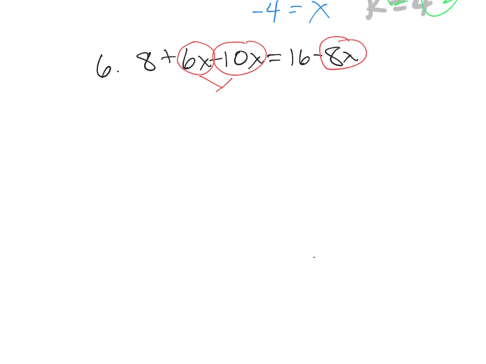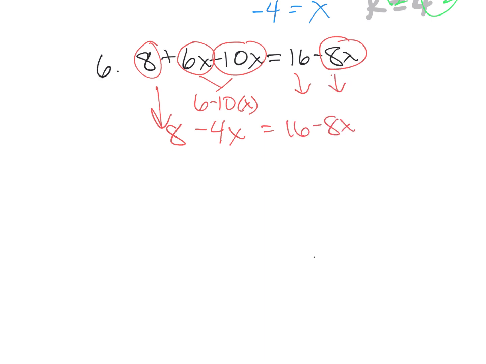So in your head, you're saying 6 minus 10. And remember, x just kind of hangs out. So that becomes negative 4x. Bring down your 8 equals, bring down everything else on this side because I didn't do anything on this side. There's no like terms. Remember, like terms.